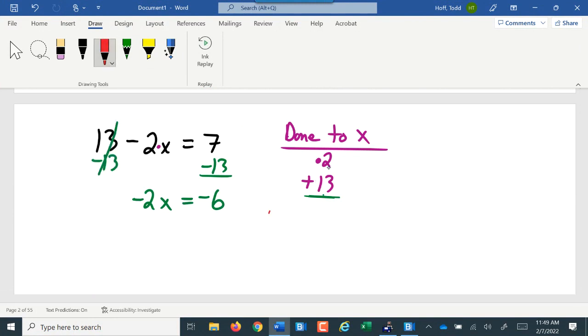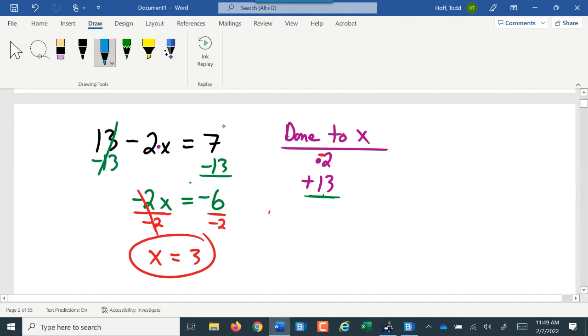Now all that's left is the multiplying by, it wasn't by 2, it's by -2. I forgot to write that in there. Multiplied by a -2, so we have to divide by a -2. That -2 is gone on the left side, leaving us with x. -6 divided by -2 is a +3 on the right side. So x equals 3.